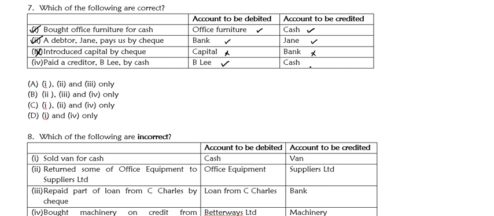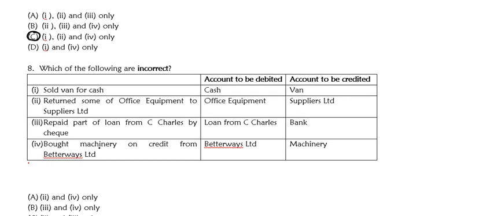Account to be credited, that is cash, because you're paying the creditor by cash, so your cash reduces. So option 4 is correct. So meaning that 1, 2, and 4 are correct. So the answer is C.